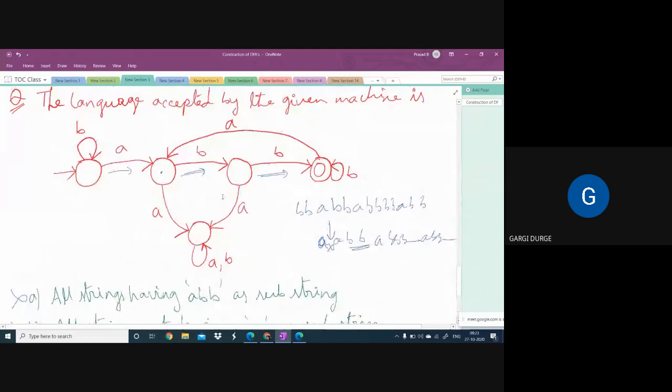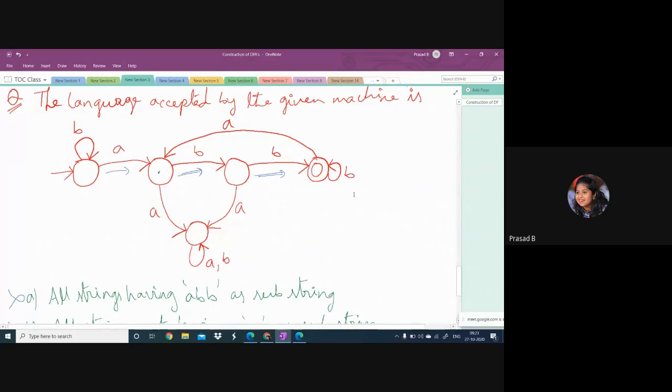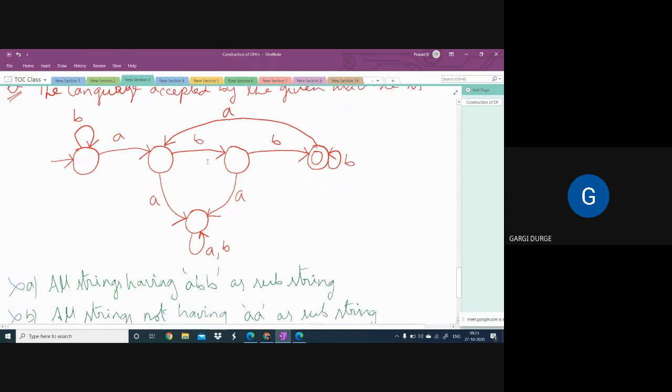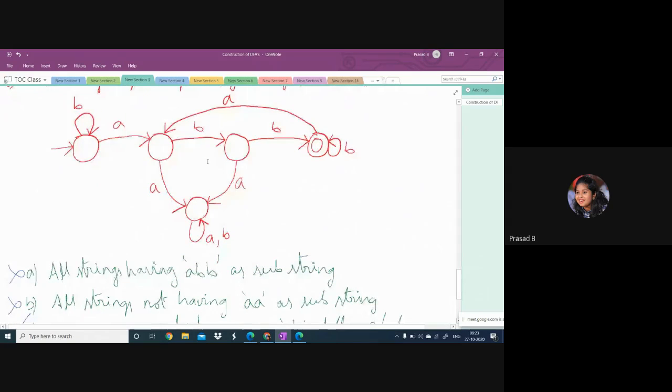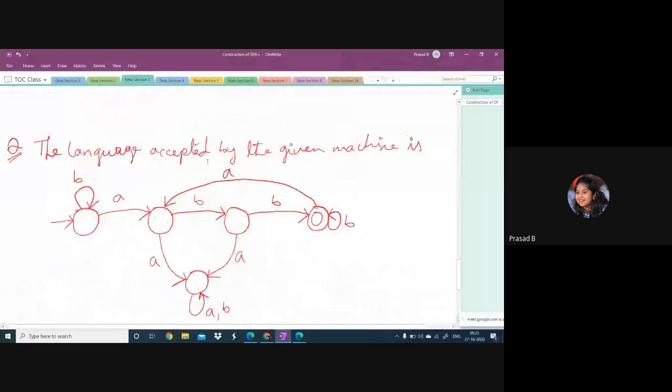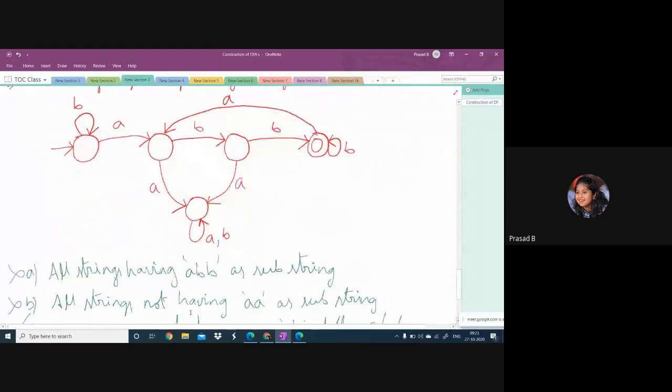Any doubt? Sir, can you please explain why option B is wrong? What is the meaning of the second option? Not having AA as substring. The language accepted by the machine is not having the AA substring. If AA is not there, it will be accepted. Now, in this string, AA is not there, so it must be accepted.